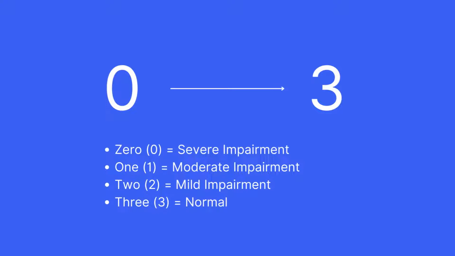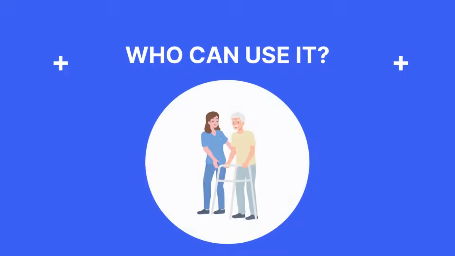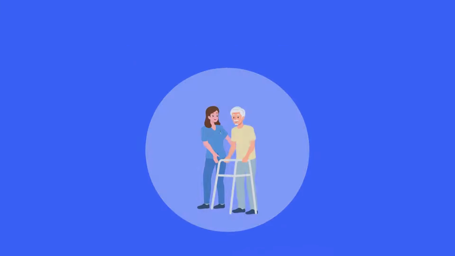The test also uses an ordinal scale from 0 to 3, with 3 being the highest and 0 being the lowest. The corresponding level of function per score is as follows: 0 having severe impairment, 1 having moderate, 2 being mild, and 3 being normal. A variety of healthcare professionals can use this, including physical therapists, rehabilitation nurses, and more.